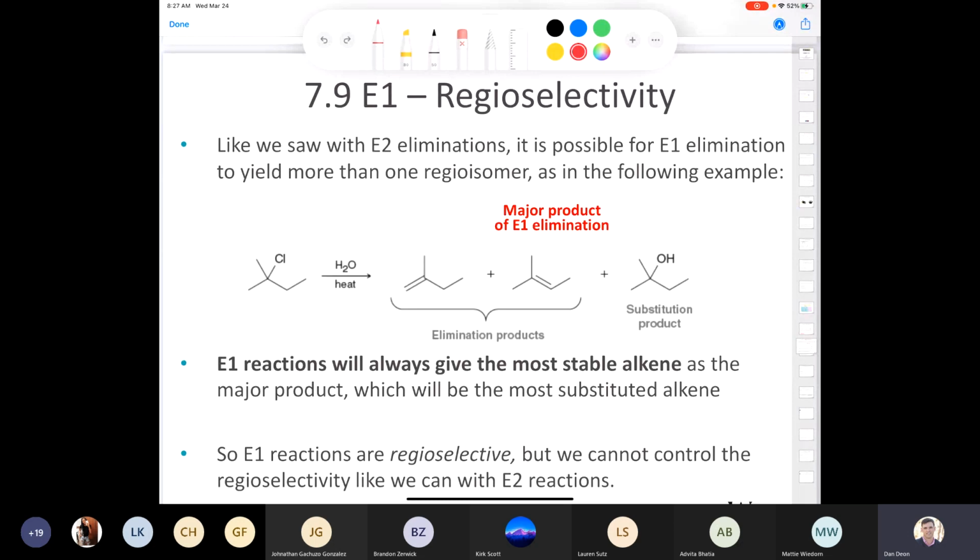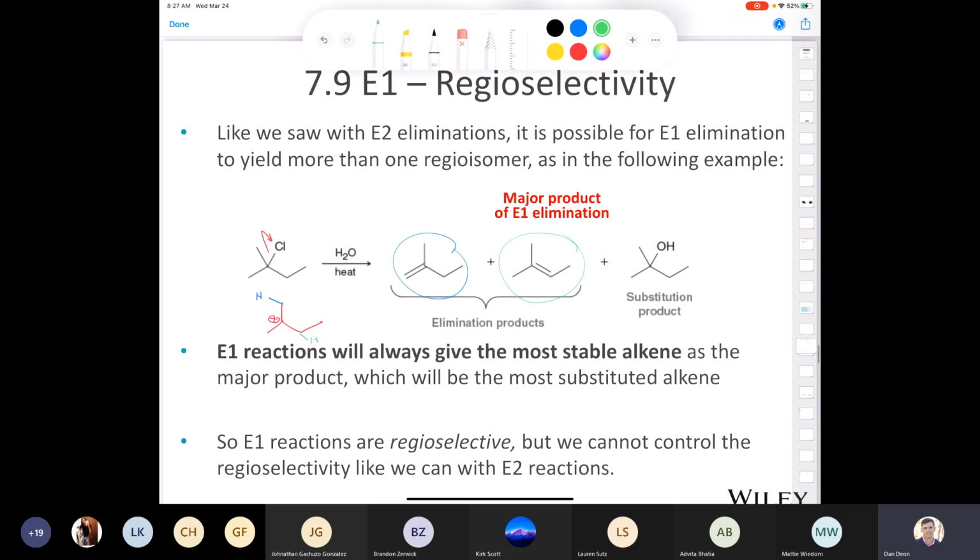But it's possible for an E1 elimination to also yield more than one regioisomer. So if we take this tertiary alkyl halide that's shown right here, nothing fancy, just a regular old tertiary alkyl halide, you know that you could lose that leaving group to form this carbocation intermediate. Now, what's that carbocation going to do? Well, I have beta protons here, and if I abstracted one of those, I would end up with this product. I also have beta protons here. If I abstracted one of those, I'd end up with this product. And then I could also get the substitution product, right, after the nucleophilic attack and proton transfer.